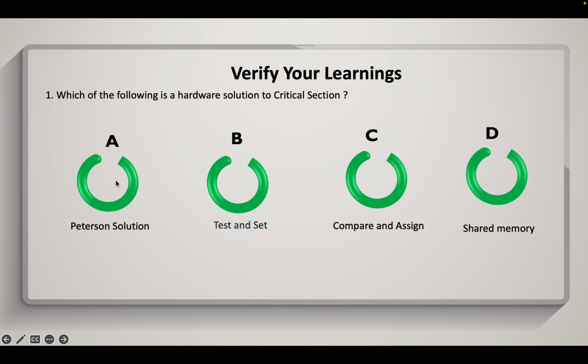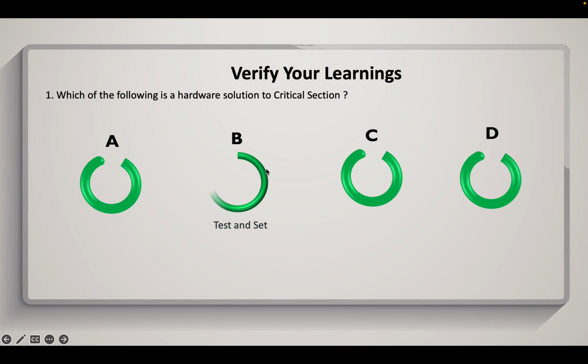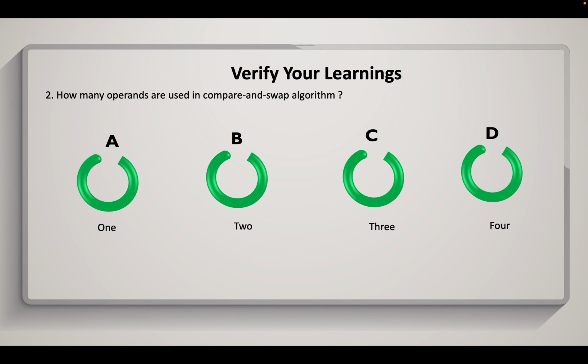Okay. Which of the following is a hardware solution? Peterson's solution, test and set, compare and assign, share and. Peterson's solution is not. Among these, test and set is a hardware solution. One more hardware solution is compare and swap, not compare and test.